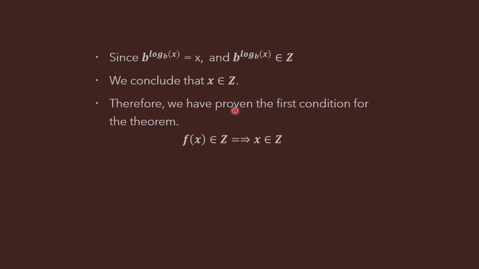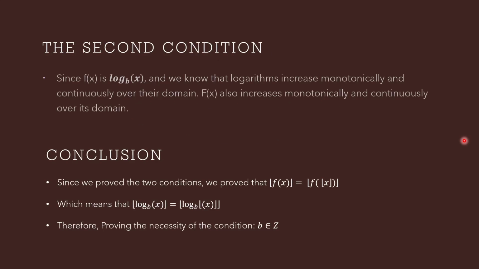Therefore, we have proven the first condition for the theorem, which is that if we assume f of x is an integer, it will imply that x is also an integer. Now, the second condition is something that we've already established when we were looking for the first condition. Since f of x is logarithm base b of x, and one of the properties of logarithms is that it increases monotonically and is also continuous over the domain, f of x also increases monotonically and continuously over its domain, which is x bigger than or equal to 1.